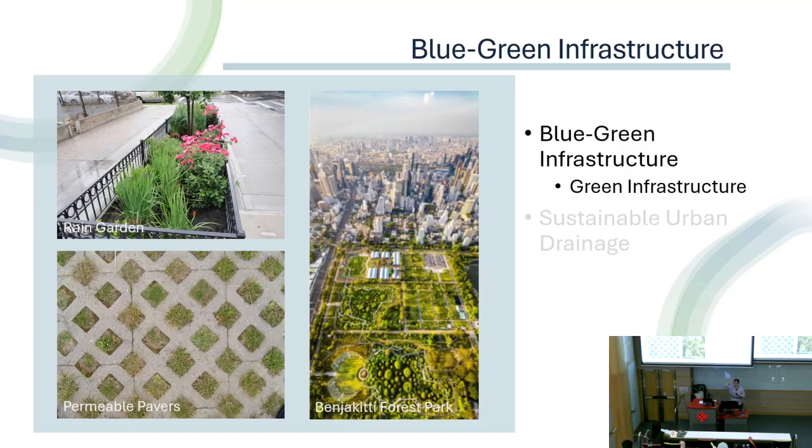So the forest park down below, that is, I think, in Thailand, where they identified a location that is prone to flooding. So they transformed that area to make it more green, at the same time to make it so that the rain actually has some place to go, rather than just flooding the whole city.